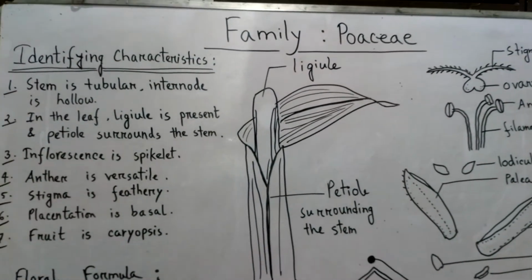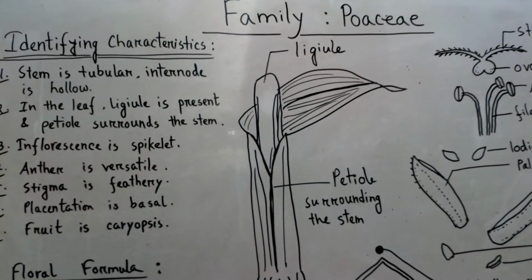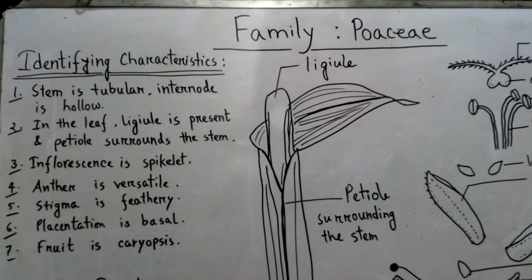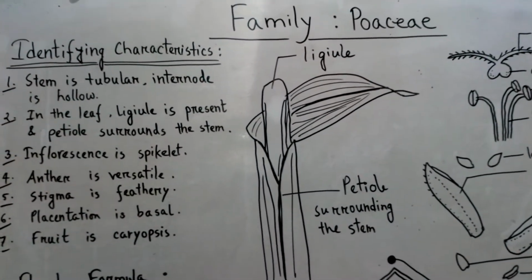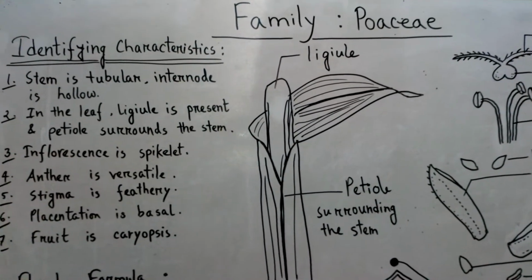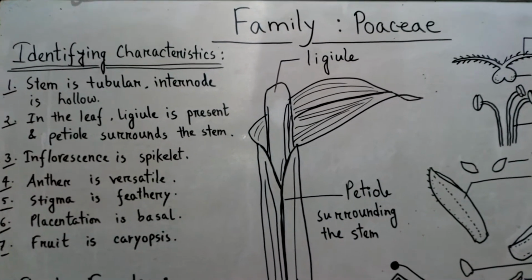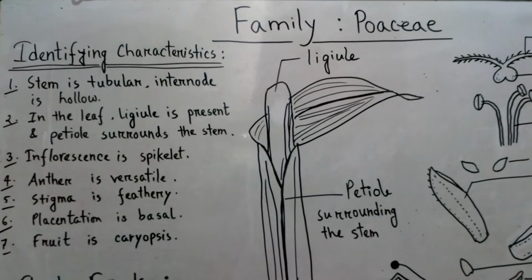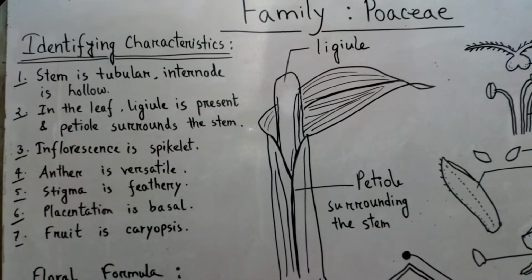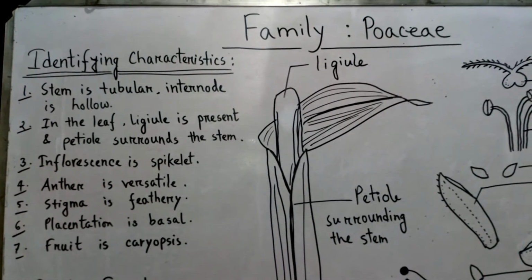In the previous class, we discussed some terms of angiosperms. Today's lecture is about monocot. We know the identifying characteristics of monocot. In the seed, there is only one cotyledon.